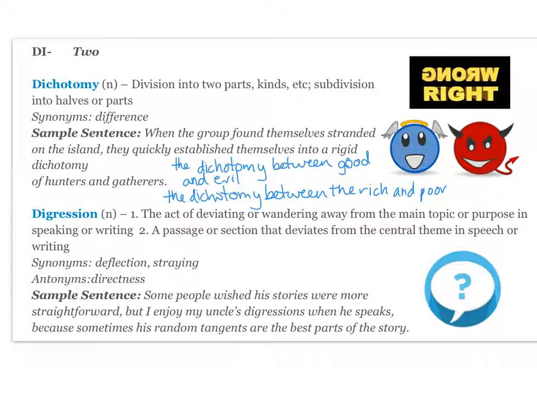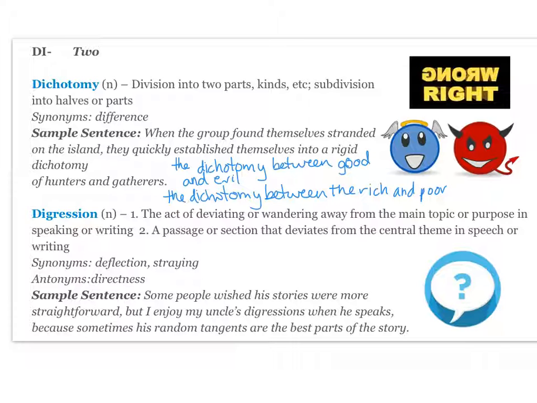Your next root is di, which means two. And your first word is dichotomy, which is a noun. Dichotomy, the definition I think is a little bit confusing, but I will give you lots of examples. So the definition is division into two parts, kinds, etc., or subdivision into halves or parts. So a dichotomy basically is a pair of opposite ideas.